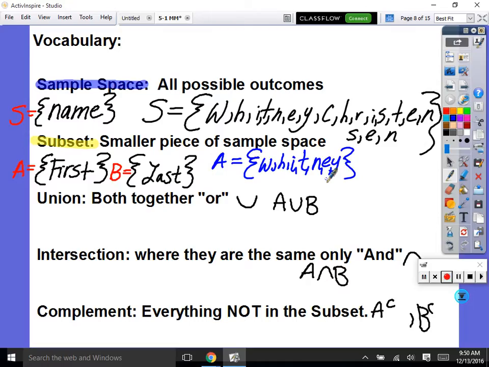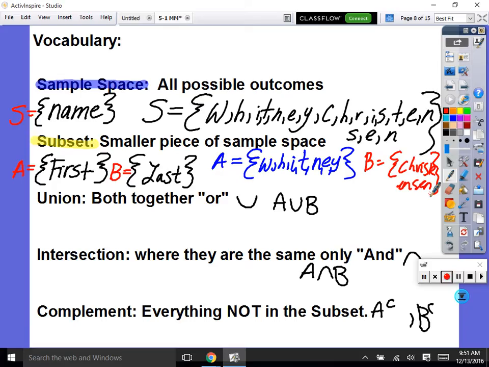Now there's a lot of different subsets. There's not a certain exact one. Let's say that I want a different subset. I'm going to call that subset B. Now let's make a different subset our last name, my last name, Christensen: C-H-R-I-S-T-E-N-S-E-N. That's an example of a subset. My last name, just a smaller piece of the sample space. Now there's others, so you'll do the same thing. Make another subset, call it subset B, put your last name.